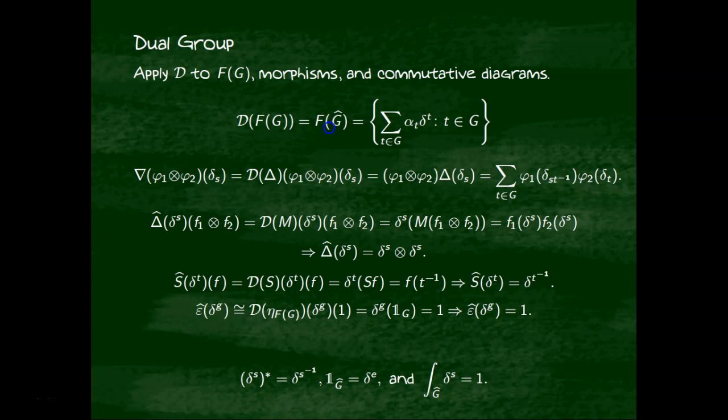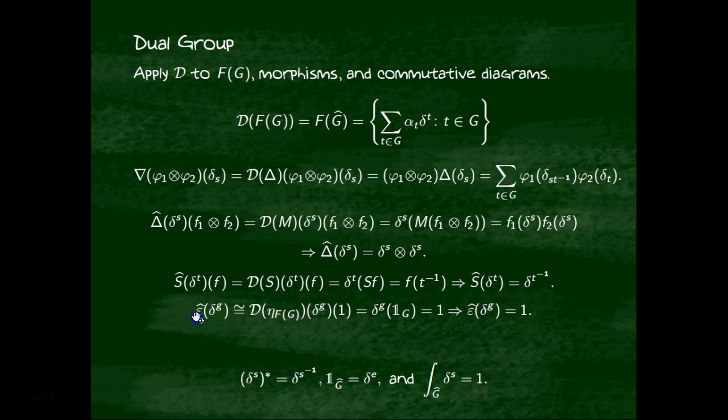Similar story. The next one is not too complicated. The antipode on this thing is the dual of the antipode. So apply the antipode first, which essentially will amount to doing f of t inverse. So the antipode looks kind of the same here.